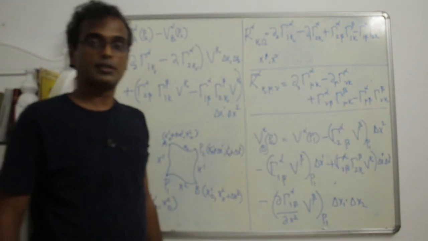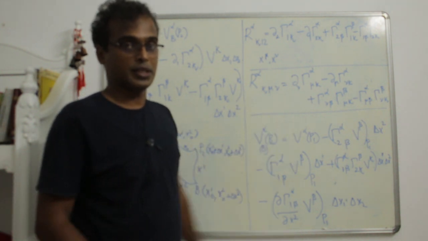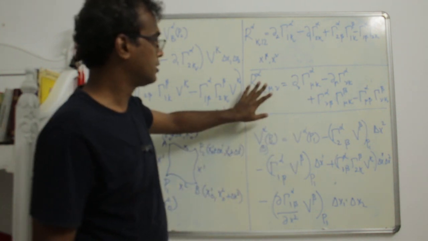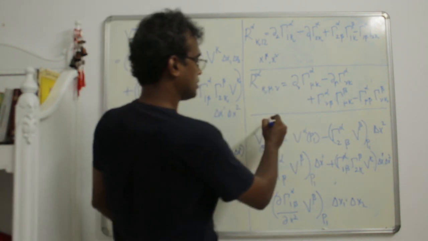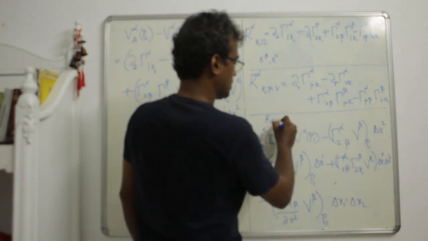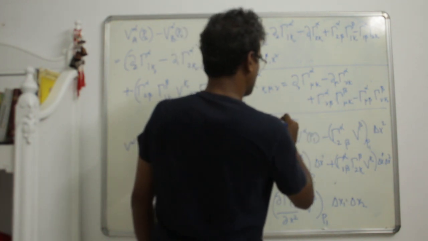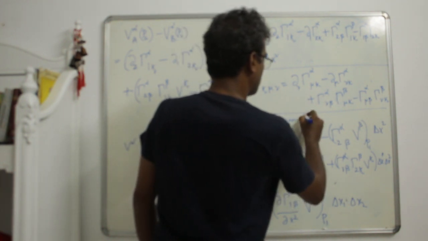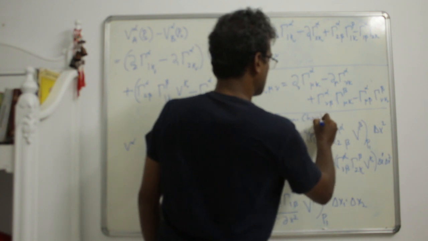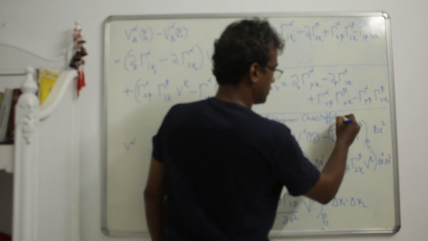This quantity is measuring the curvature of the spacetime, and it is usually termed a Riemann tensor or the Riemann-Christoffel curvature tensor.